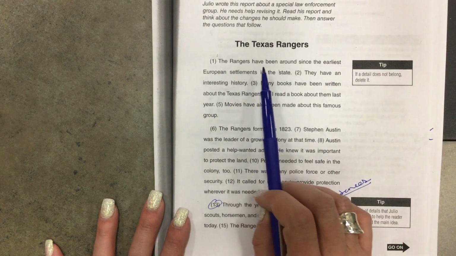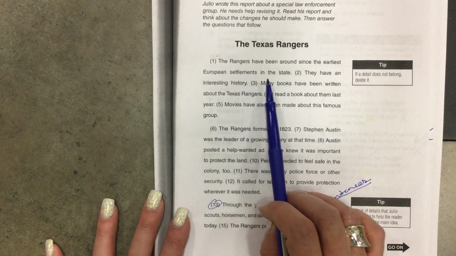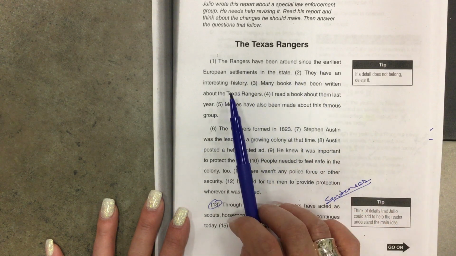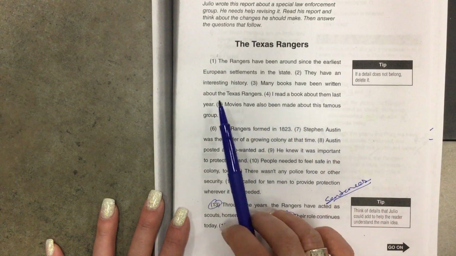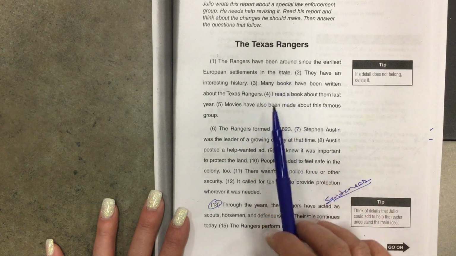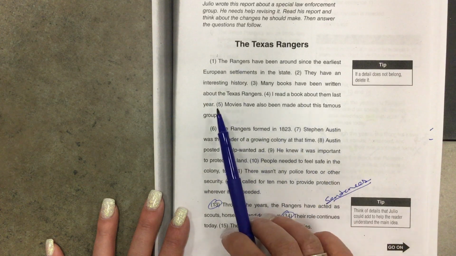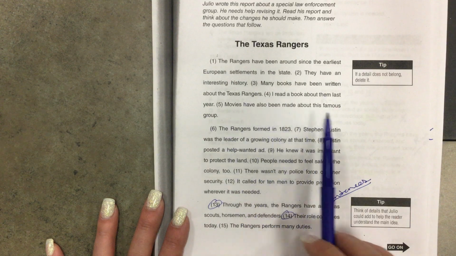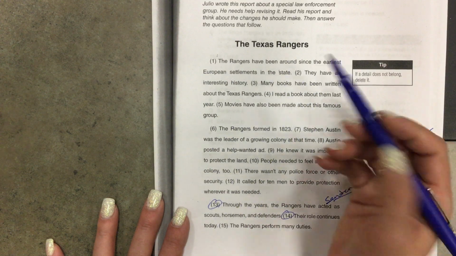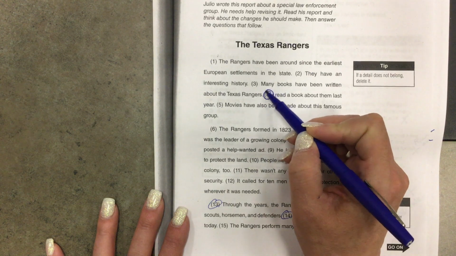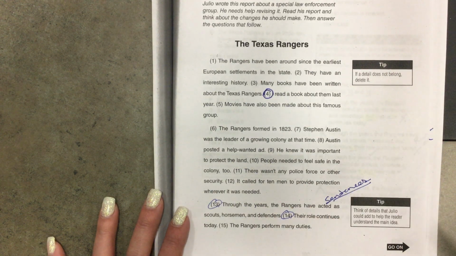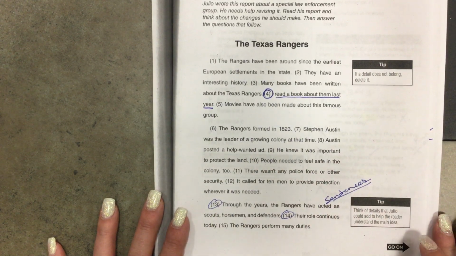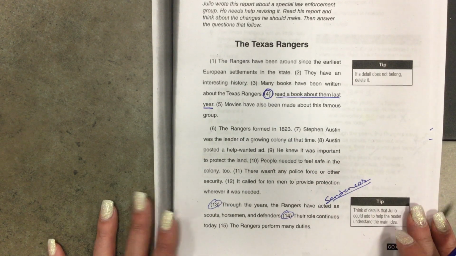so in this part, the Rangers have been around since the earliest European settlers in the States. They have an interesting history, so this whole thing is about the history of the Rangers. Many books have been written about the Texas Rangers. Again, goes back to this. I read a book about them last year. Does that go back to this? Probably not. Movies have also been made about this famous group, and that goes back. So this sentence here really does not belong. It's not really important to the paragraph. If we take that out, it's not hurting, it's actually helping the paragraph flow better.